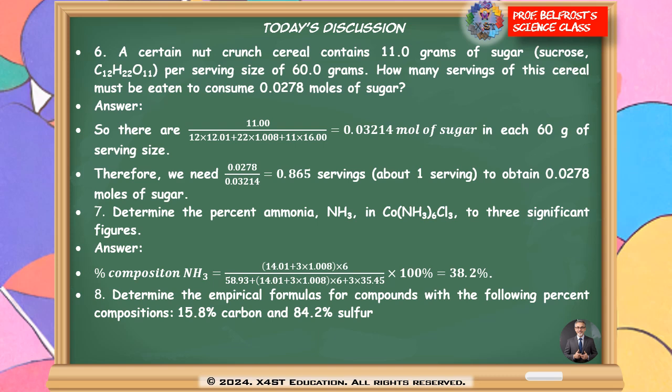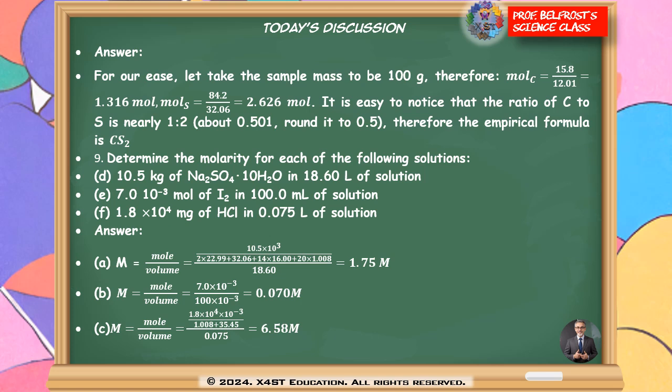Number 8, determine the empirical formula for a compound with the following percent composition: 15.8% carbon and 84.2% sulfur. It's very easy. We can take a sample mass to be 100 grams to simplify our calculation. Therefore, the moles of carbon are about 1.316 mole, and the moles of sulfur are about 2.626 mole, and this ratio is nearly 1 to 2. So the empirical formula must be CS2.